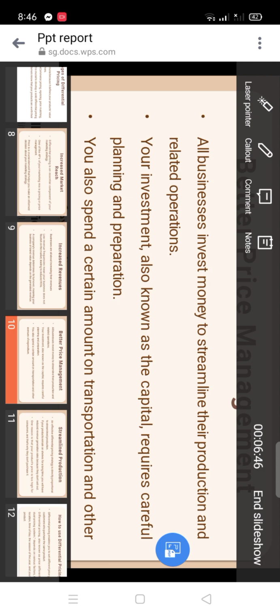So we have better price management. In a business, you need to invest money to streamline production and related operations. Your investment, also known as the capital, requires careful planning and preparation. You also spend a certain amount on transportation and other expenditure.